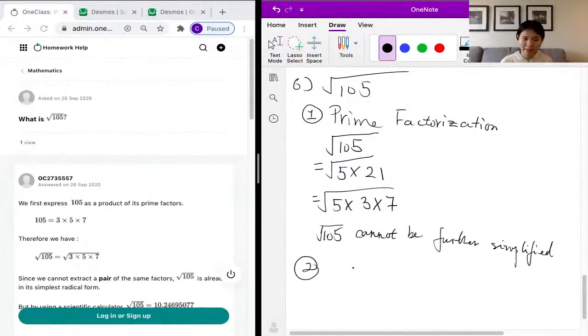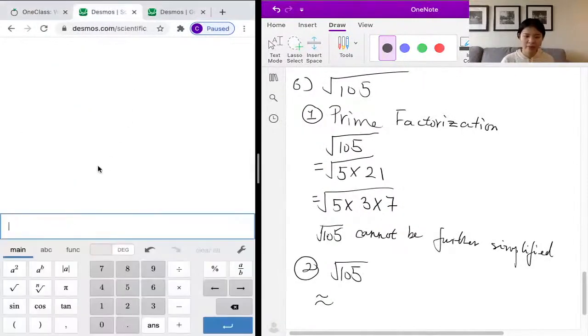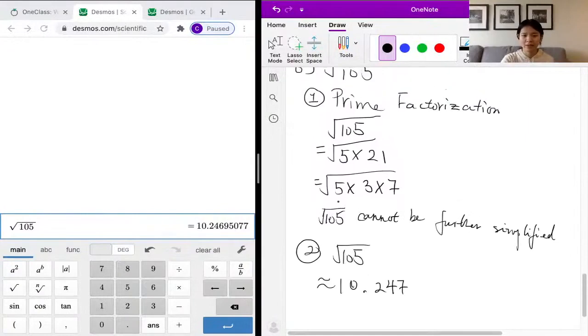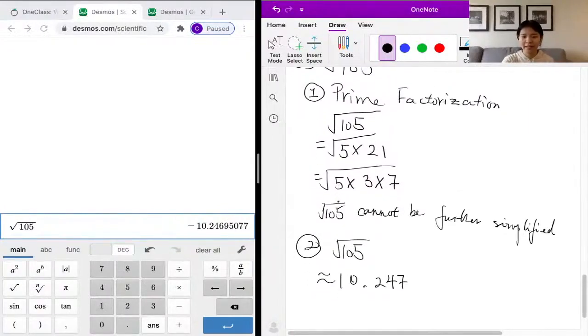Now let's look at our second way. If you're asking the square root of 105, you could also just use calculators to find the exact value of the square root of 105. So let's just do it over here. Square root of 105 is approximately 10.247. This is just an approximation. It's not the exact value of the square root of 105 because this number is irrational. So yeah, this is the square root of 105 using a calculator.